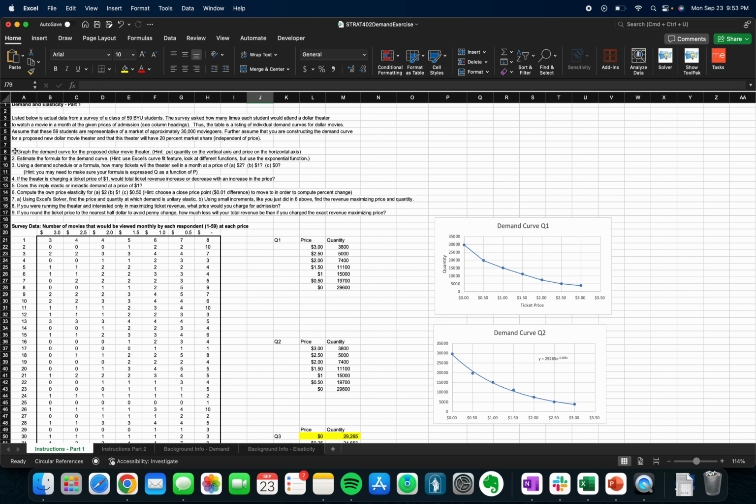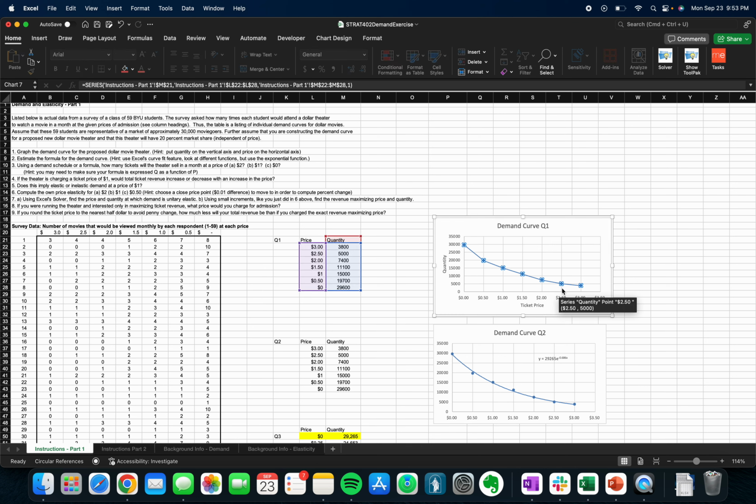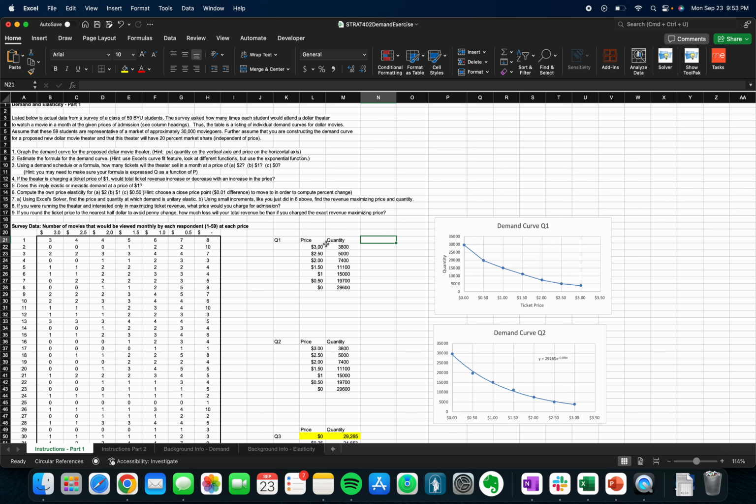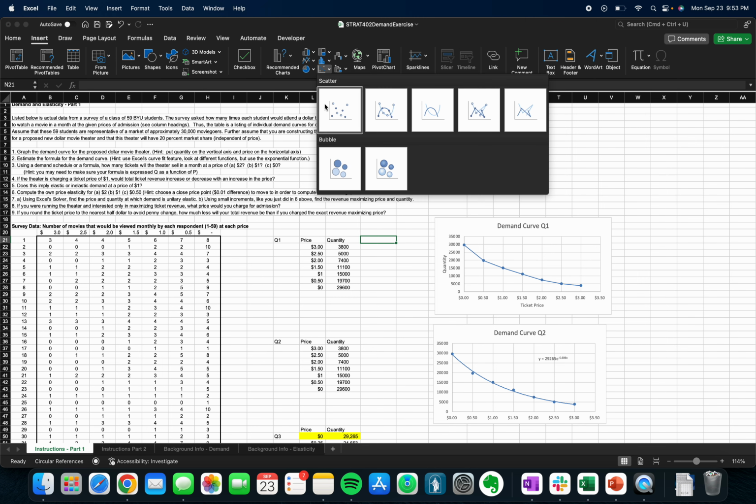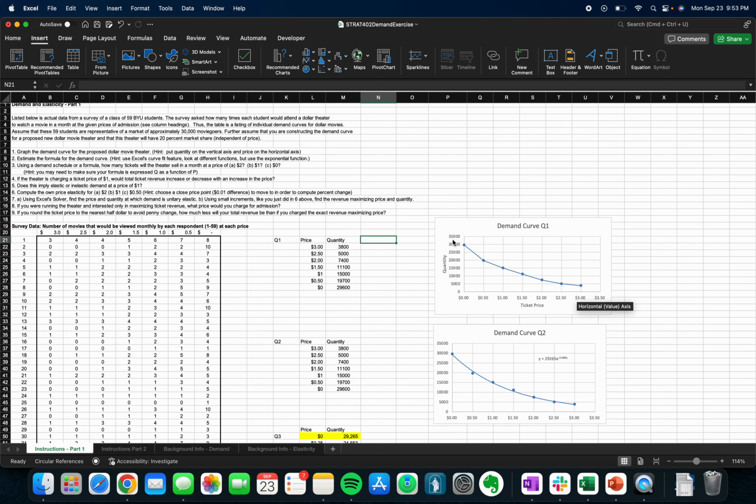Question 1: graph the demand curve for the proposed dollar movie theater. Right here we see this demand curve. I took each price point and the quantities I just shared below, put them in this table, and used a scatter plot. Let me double check. Yeah, it's a scatter plot. I put them into a scatter plot so we can see how this would look as a demand curve. I used ticket price down here and quantity up here because we want to see how ticket price affects the demand.